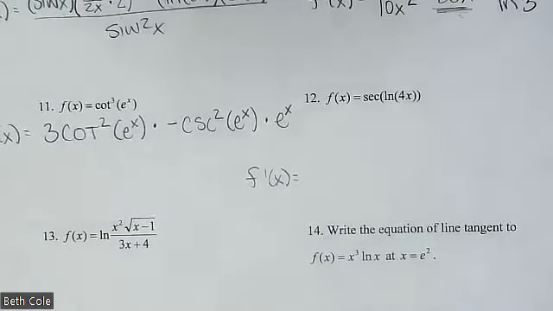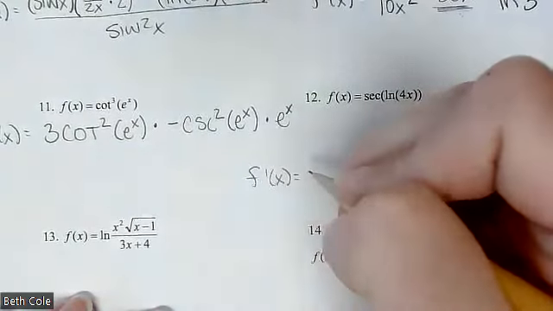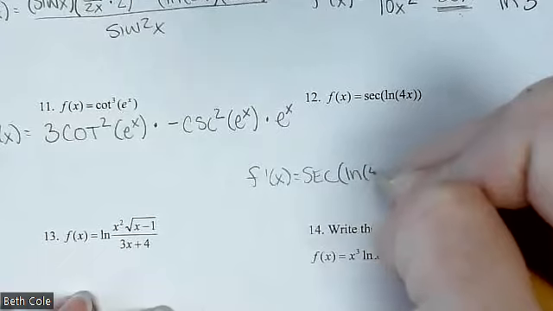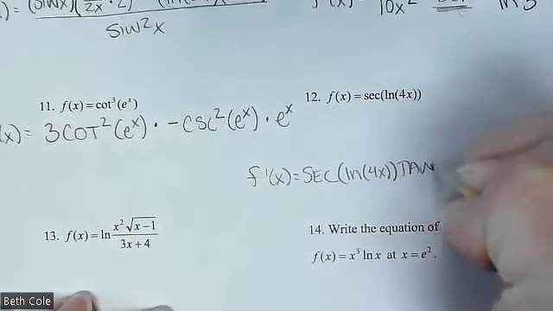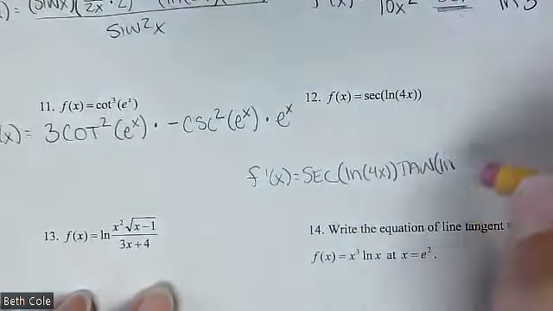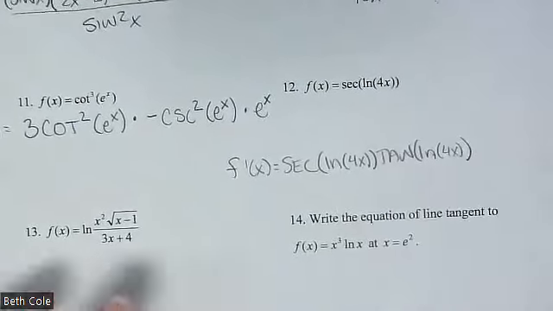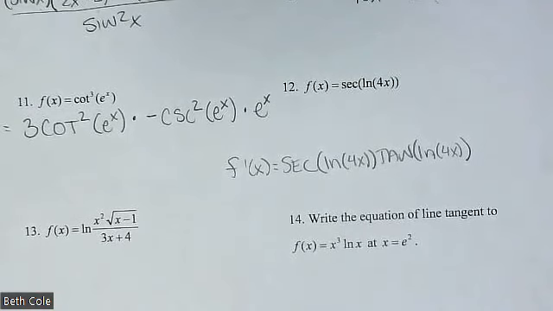Positive. Do you remember the derivative of secant? Secant tangent. Good. Of that stuff. So it's going to be secant of ln of 4x, tangent of ln of 4x. Secant tangent of that stuff. Now we're done with that.